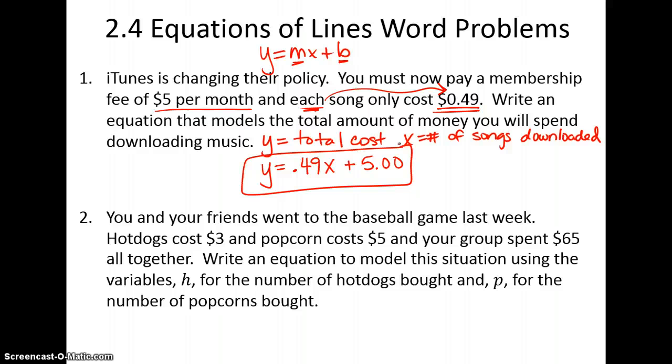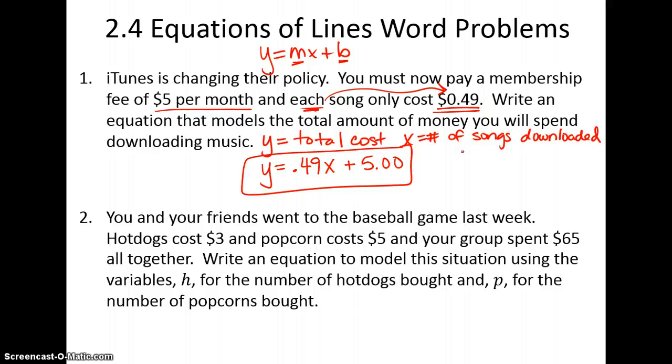All right. Let's take a look at the next problem. You and your friends, oops, sorry, that's my phone ringing. Okay, you and your friends went to the baseball game last week. Hot dogs cost $3 and popcorn costs $5, and your group spent $65 altogether. Write an equation to model the situation using variables H for hot dogs and P for popcorn.